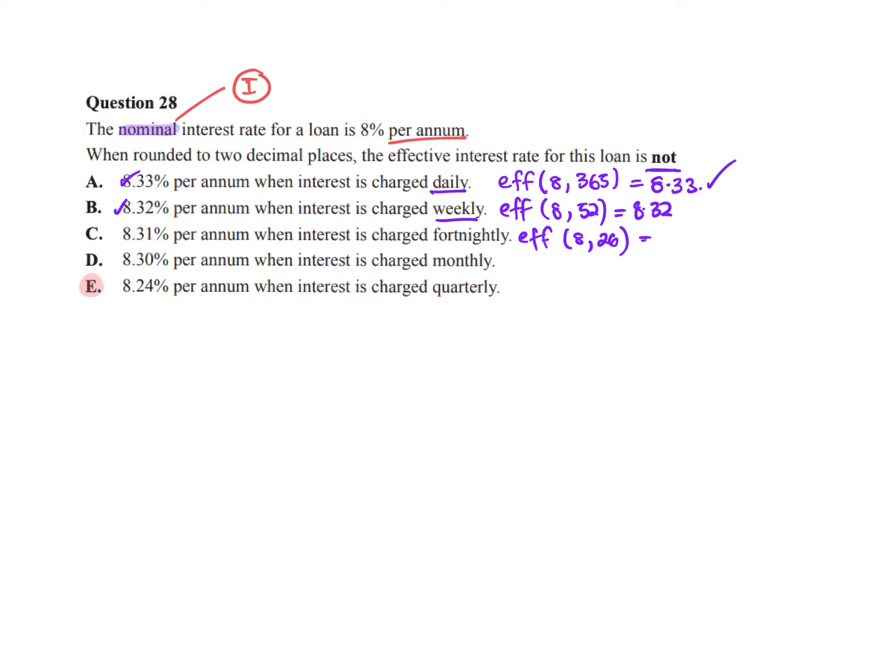26. I get 8.32. Oh, so that's not right, because if you round this one we get 8.32. They're saying it's 8.31. Yeah, so we got this one to be 8.24, so that was correct. So we found that this one was wrong, so we're going with that.